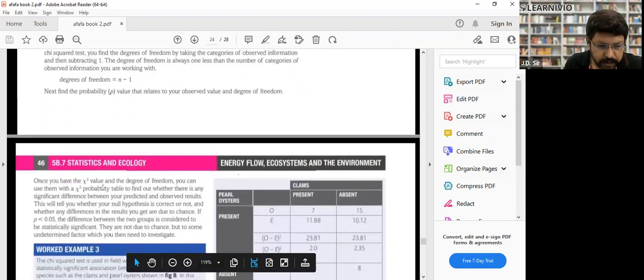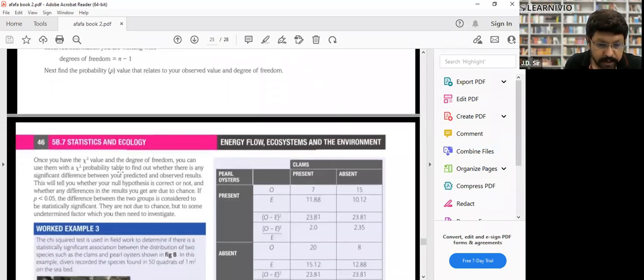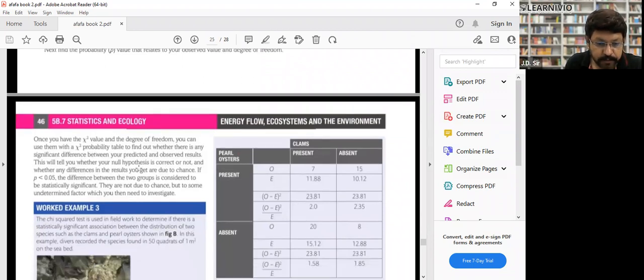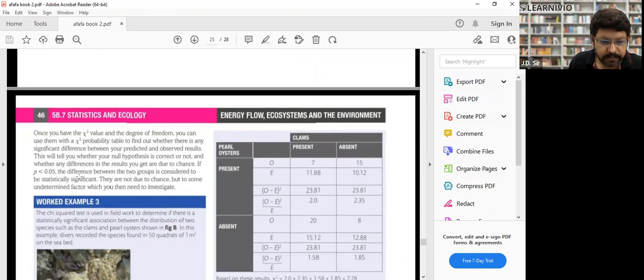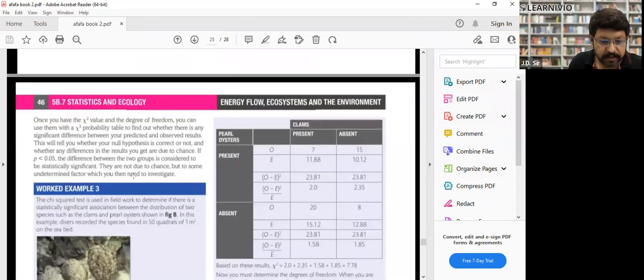Once you have observed the x square value and the value of degree of freedom, you can use the x square probability table to find whether there is any significant difference between your predicted and observed result. This will tell you whether your null hypothesis is correct or not. If p is less than 0.05, the difference between the two groups is considered to be statistically significant. They are not due to chance.